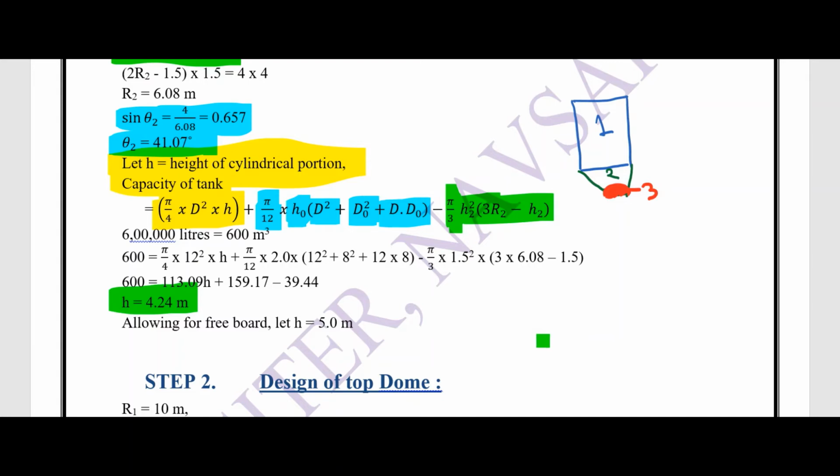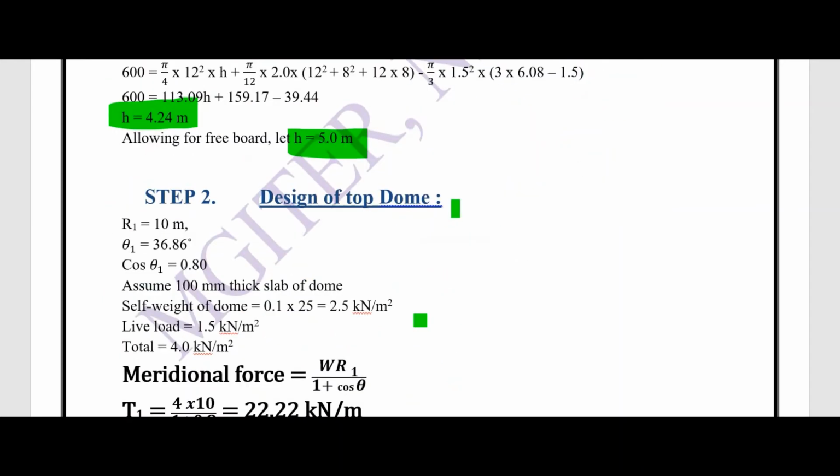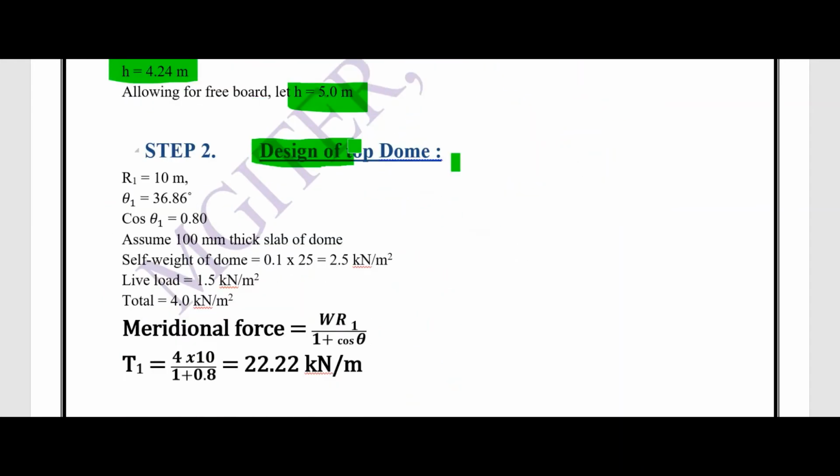So we adopt capital H is equal to 4 meter. So our dimension is fixed. Okay, we decided the dimensions of the Intze water tank. Now we are starting the design of the top dome. We have the R value and theta value, so we have the cos theta. We assume 100 mm thickness of slab.